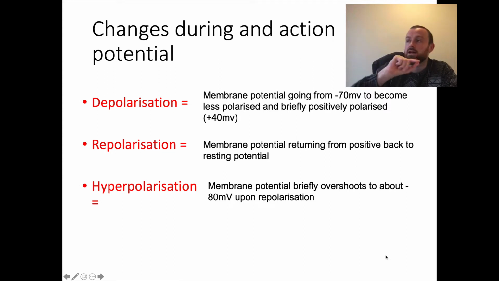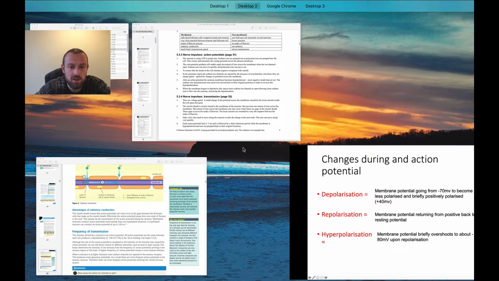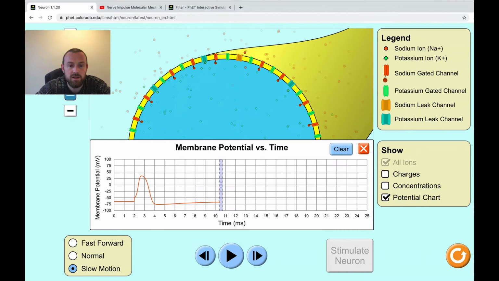But when it does that, it briefly overshoots. It goes a little bit too negative at the end of repolarization. We call that hyperpolarization, and that's a short-lived event. Okay, let's look at a simulation to focus in on those different terms and to start us thinking about this. It's a PhET simulation. I showed it to you yesterday, but let's have a look at it again.